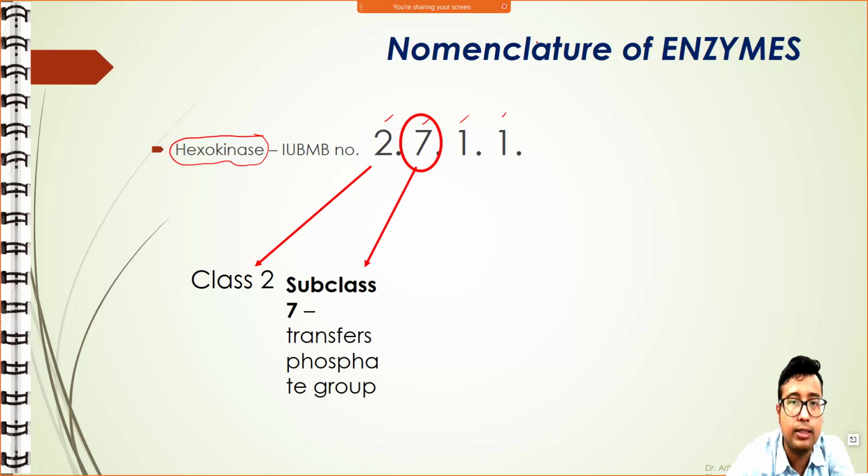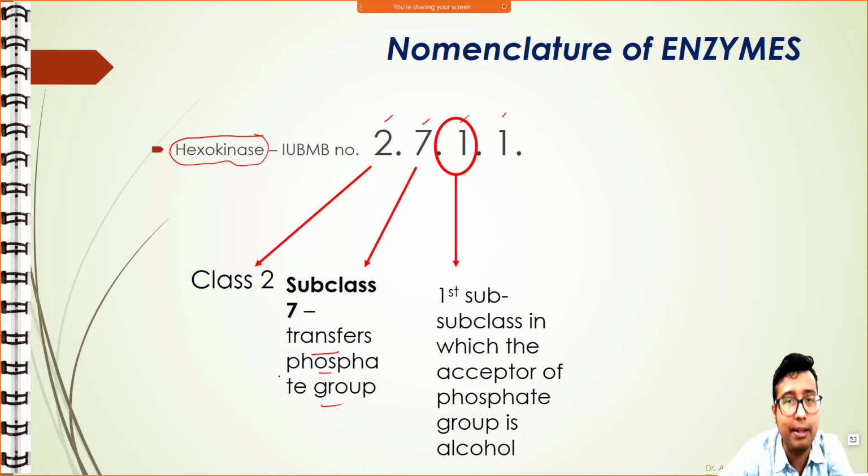The next number, 7, is the subclass. So what is this subclass of transferase? This subclass transfers a phosphate group. There are multiple types of transferase enzymes, but especially those that transfer a phosphate group. So glucose to glucose 6-phosphate: one phosphate group has been added to glucose. So that is subclass 7 of class 2. So 2.7. Next, very important, the first sub-subclass in which the acceptor of the phosphate group is an alcohol.